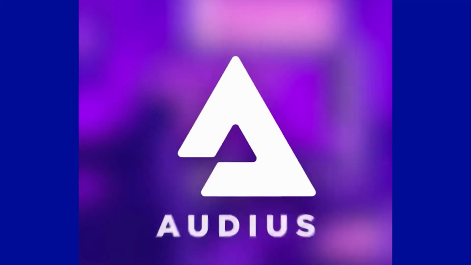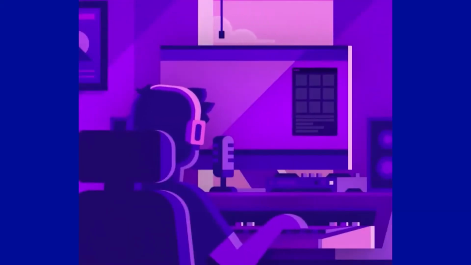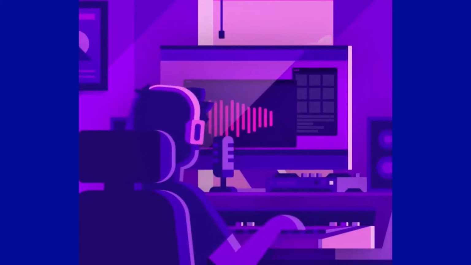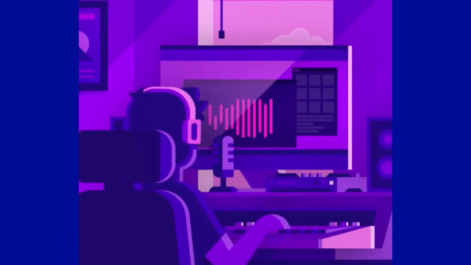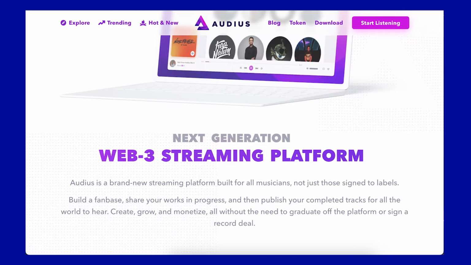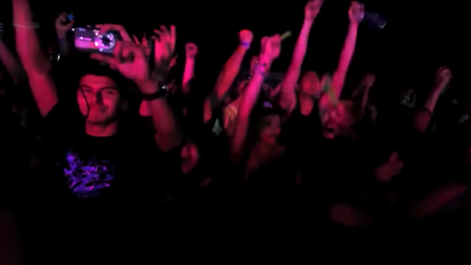Audius is a decentralized music streaming platform that aims to become the blockchain's version of Spotify, only with better royalty sharing for artists and attractive rewards for listeners, and also network node operators in the form of its native asset, the audio token. Audius is backed by some of the top names in the music industry, including Steve Aoki, Katy Perry, and more.